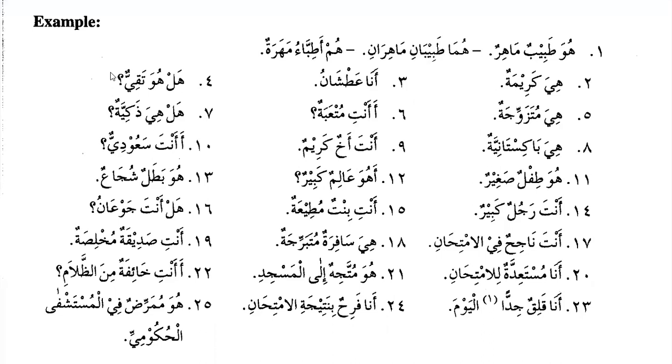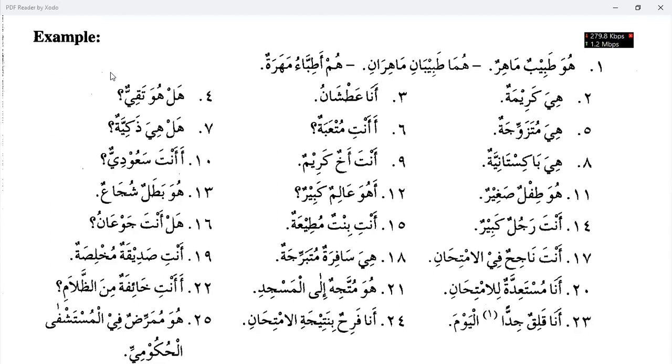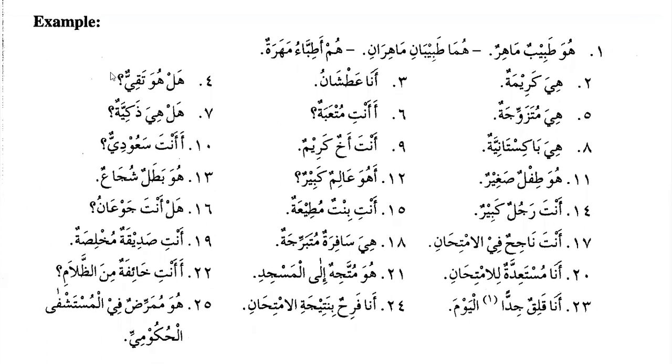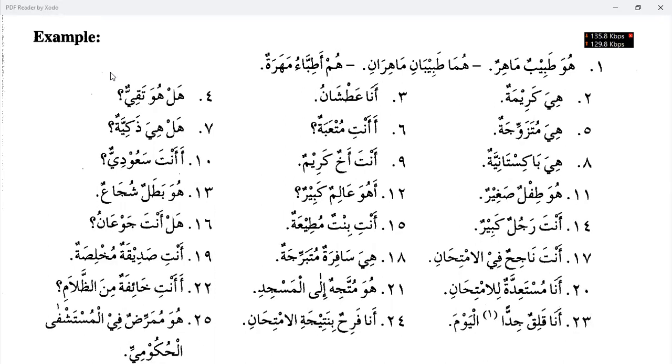Huwa tiflun saghirun. He is a small child. Huma tiflani saghirani. Hum atfalun sighar. Is he a big scholar? Yes, correct. Huma alimani kabirani. Hum ulama, kibarun. Kibarun, did you say? Okay.